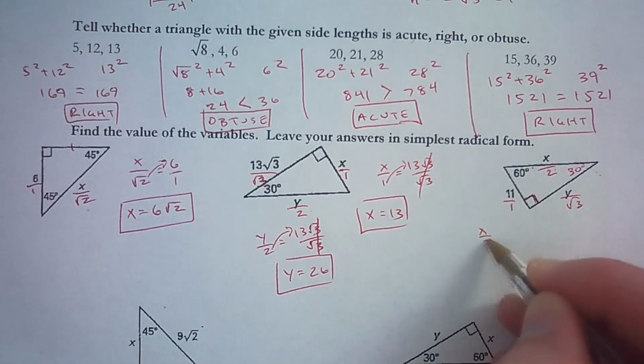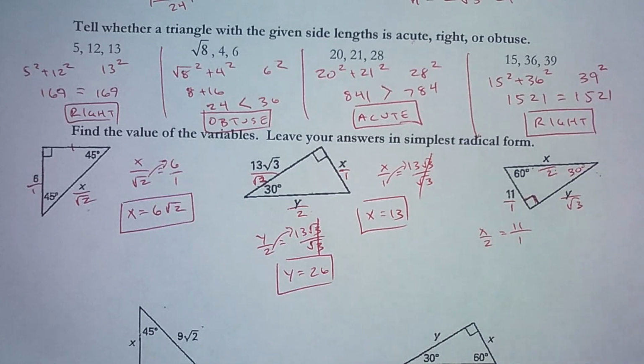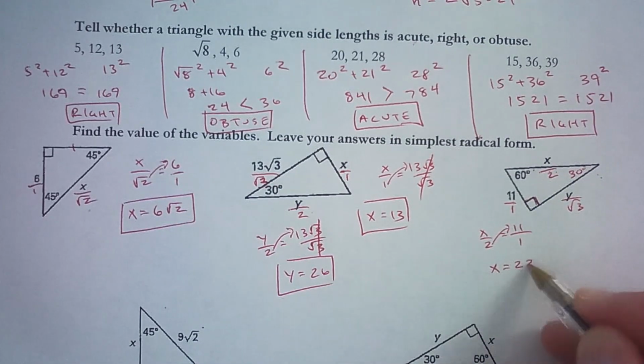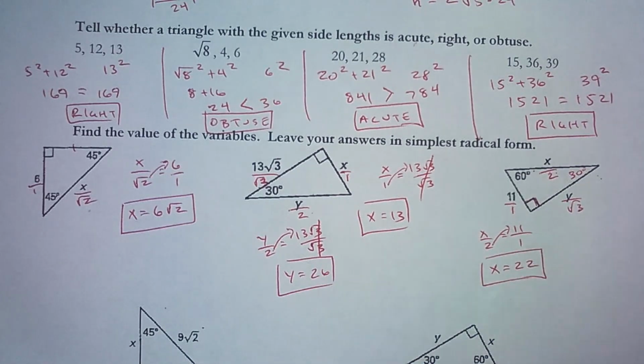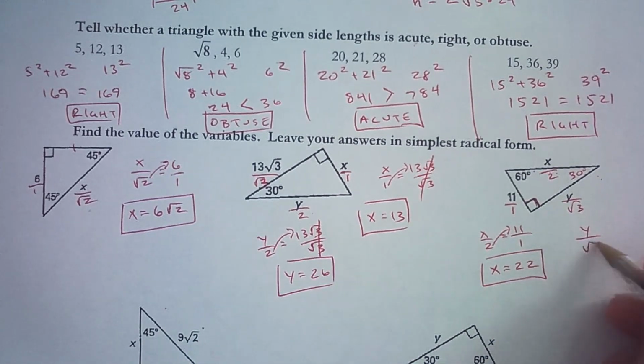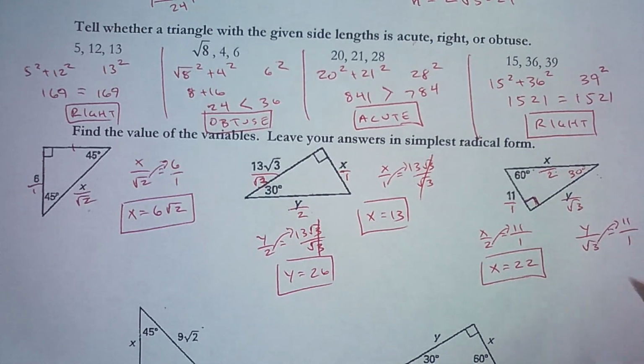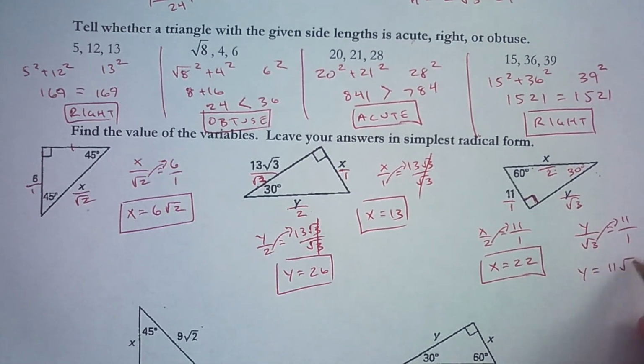So x is to 2 as 11 is to 1. So we multiply that 2 across and we get x is 22. And then we have y is to the square root of 3 as 11 is to 1. Multiply that across and we get y equals 11 root 3.